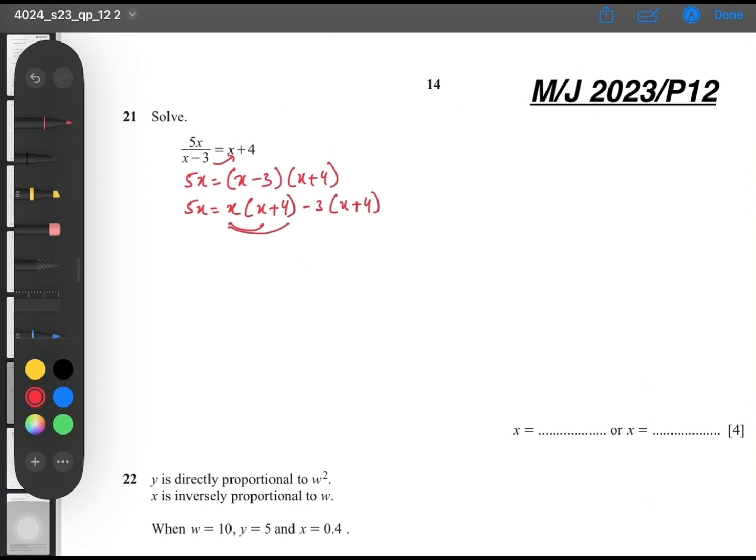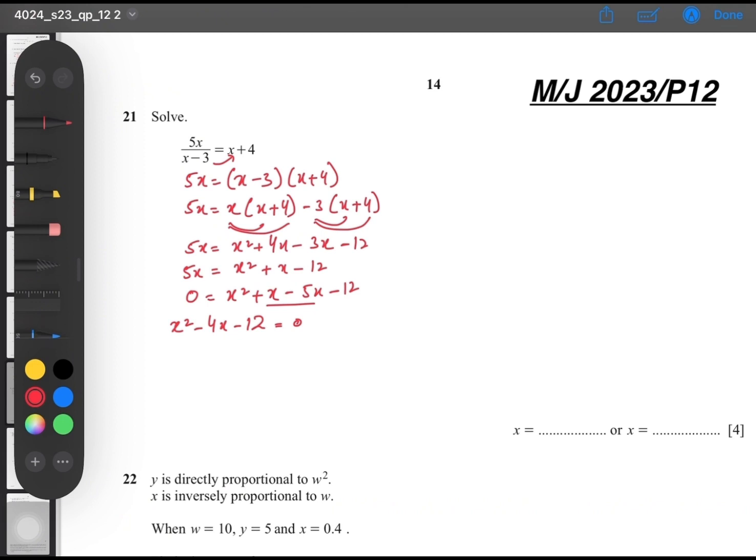I'll expand it further. So the equation is 5x is equal to x squared plus 4x minus 3x minus 12. We will solve the like terms. So this is x squared plus x minus 12. We'll shift 5x also. So the equation is 0 is equal to x squared plus x minus 5x minus 12. So we'll solve the like terms. So it is x squared minus 4x minus 12 equals 0.